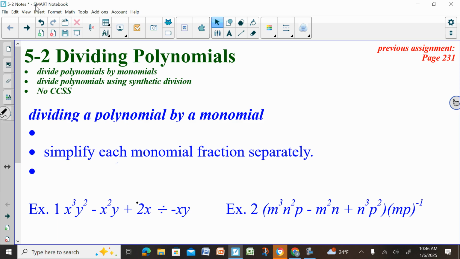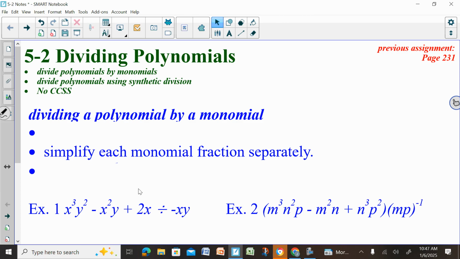These are your 5-2 notes on dividing polynomials. So 5-1 focused on multiplying and dividing monomials, but we also multiplied, added, and subtracted polynomials. We have not divided polynomials. So remember, polynomials means that it is more than one term.